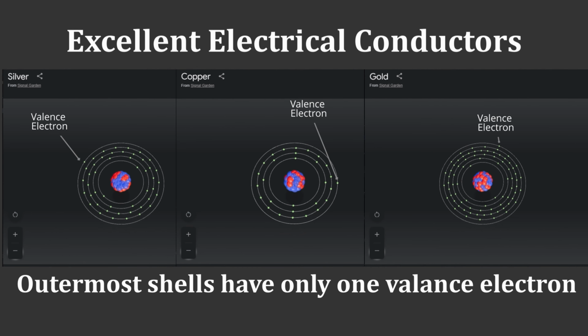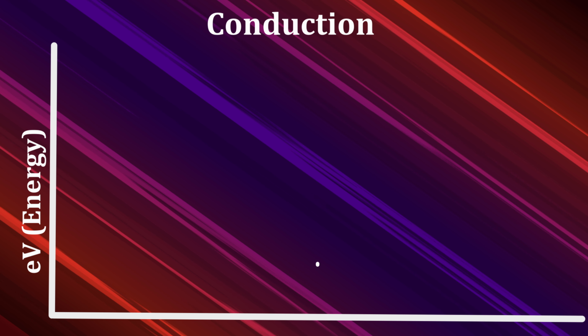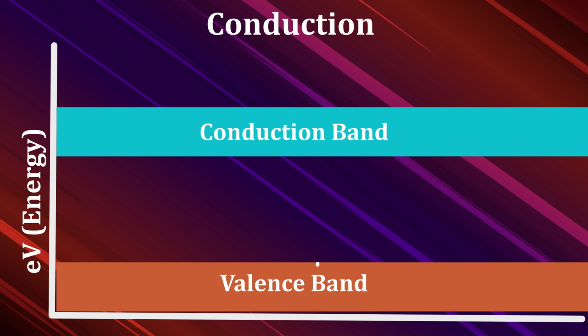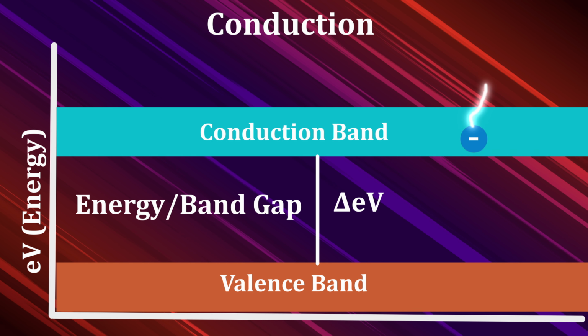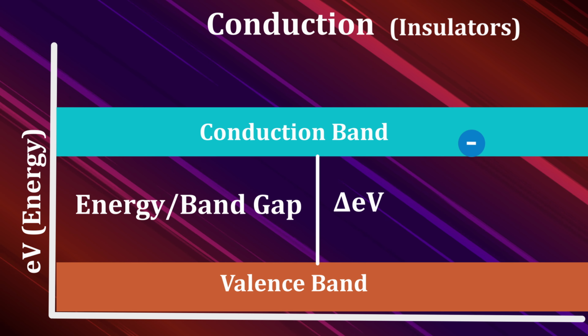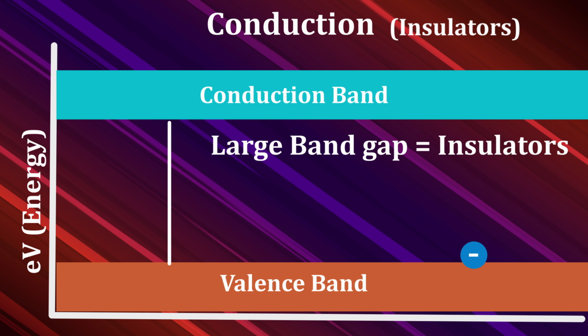It means they can easily give off that electron to the neighboring atoms. Now for something to conduct electricity, the electrons must jump from the valence band to the conduction band. It means you have to give them that energy to basically excite them to jump to the conduction band. And when electrons jump to the conduction band, they become conducting.